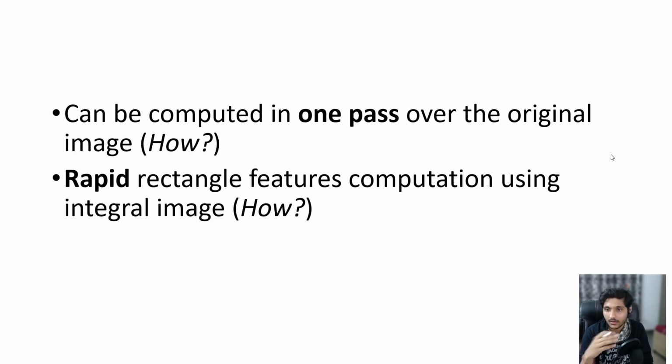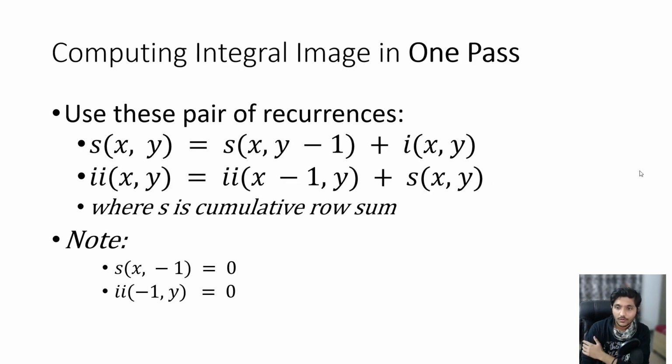But how, and the how of both of these points, we're going to talk about in the next slide. So let's talk about how it is computed in one single pass over the original image. This is the formulation, because the machine will not understand the intuition behind the integral image. So you have to give it some formula to find the integral image. These are the two basic equations which are used to find the integral image.